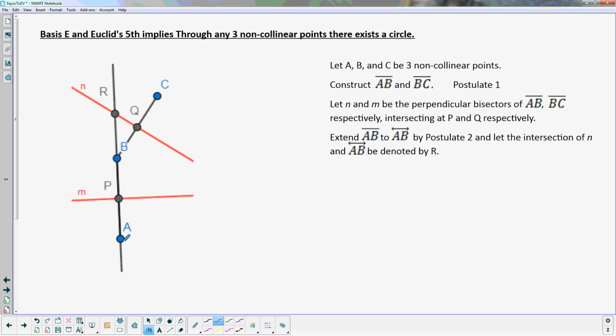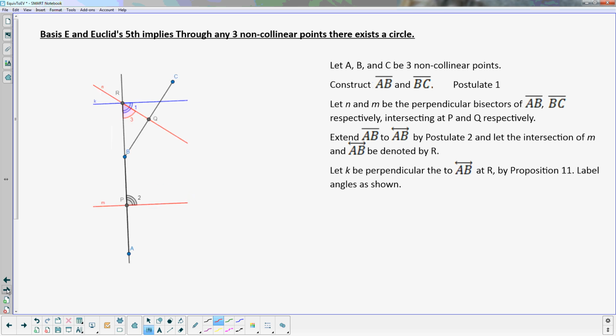What I want to do now is extend segment AB to line AB using postulate 2 and letting the intersection of lines N and AB be the point R. And that point's actually pretty important if we look at different cases of non-collinear points, which I'll talk about a few of those once we get there. What we're going to do now is let K be the perpendicular to AB at point R.